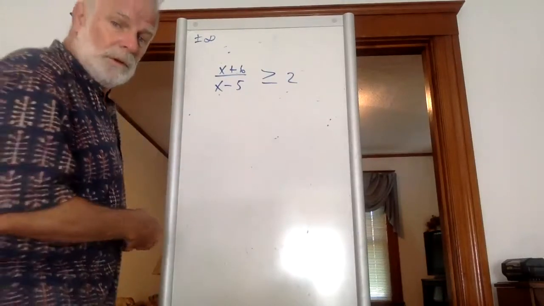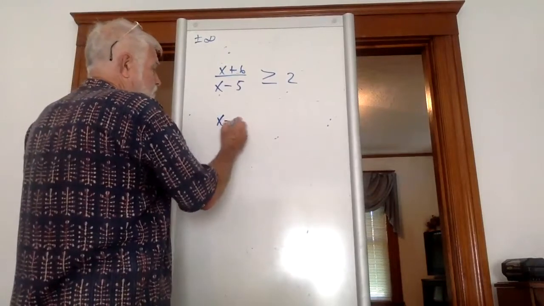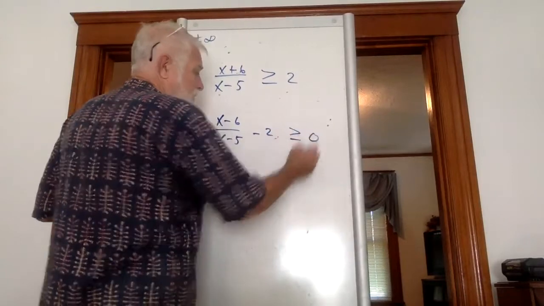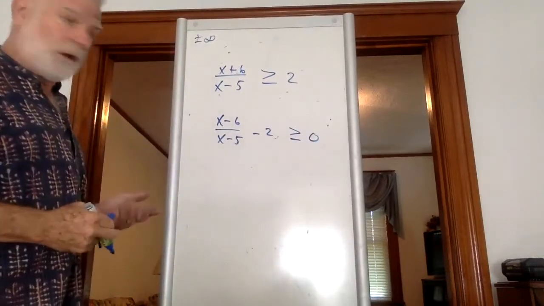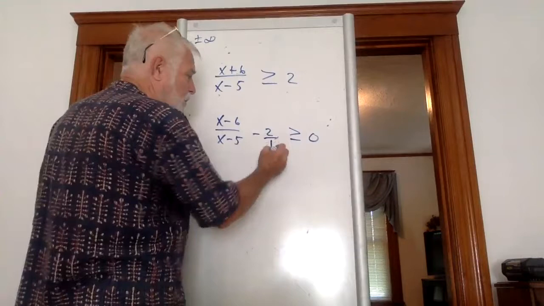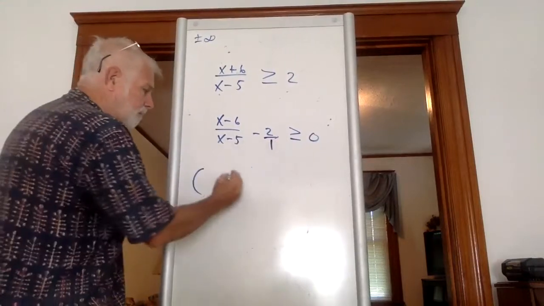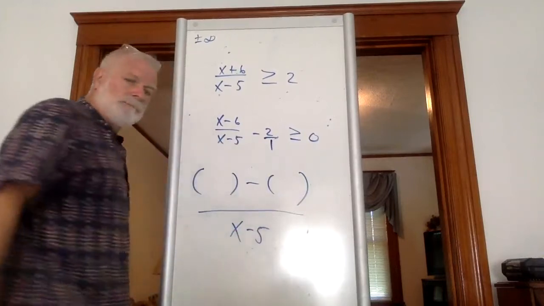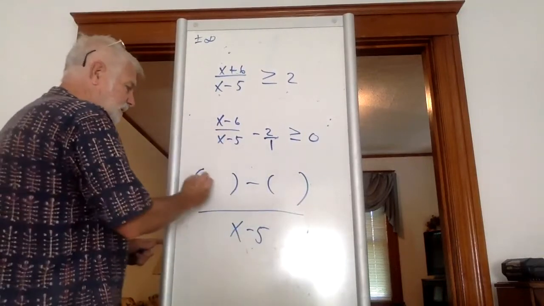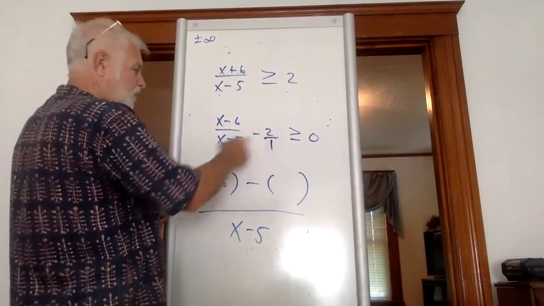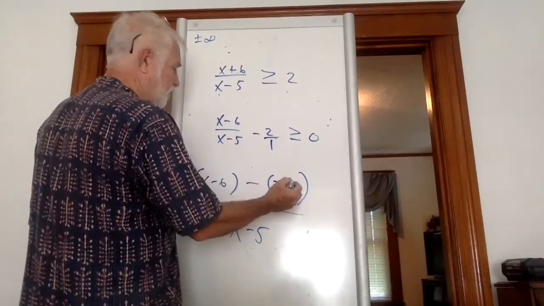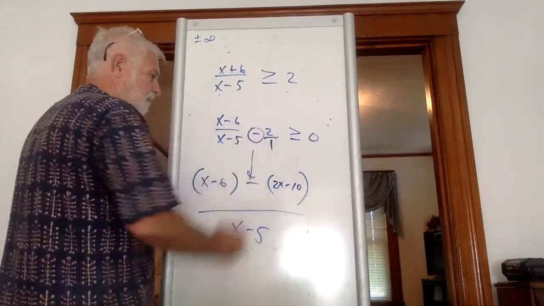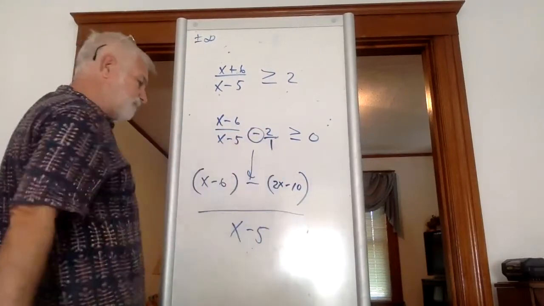Can I move the 2? Certainly can move the 2. Can I do a quick bingo, bango, bongo? How about I put a 1 there for you? Right? Bingo, x minus 6. Bango, 2 times x minus 5, 2x minus 10. Remember, I already took care of that, right? So all you have to do is that times that. So what do you got now?